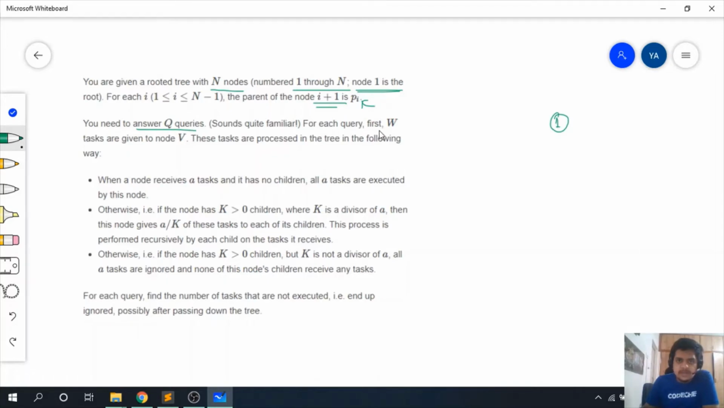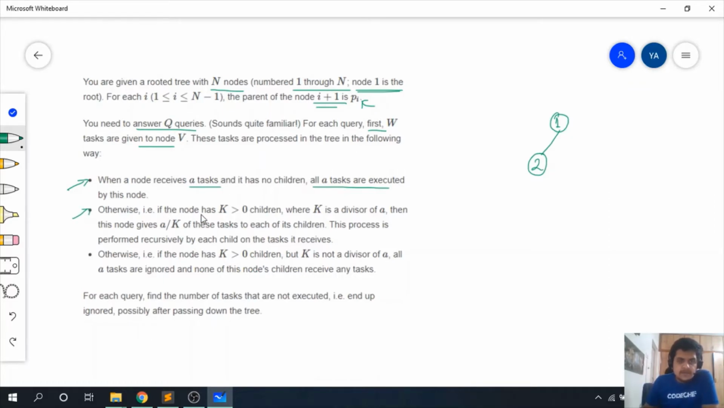For each query, first W tasks are given to node V. Now let's see how we can process these tasks. When a node receives A tasks and it has no children, then all A tasks are executed by this node. So say suppose node 2 receives 10 tasks, then node 2 has to execute all of them.